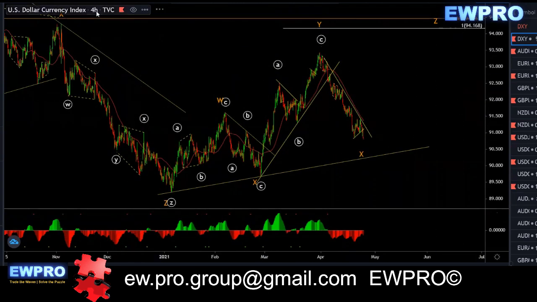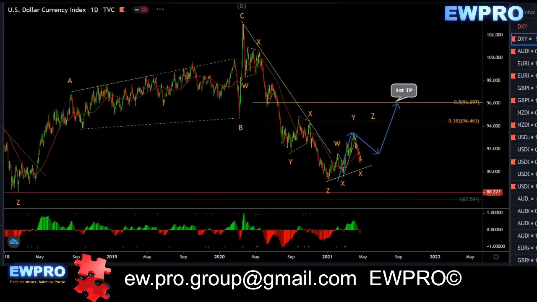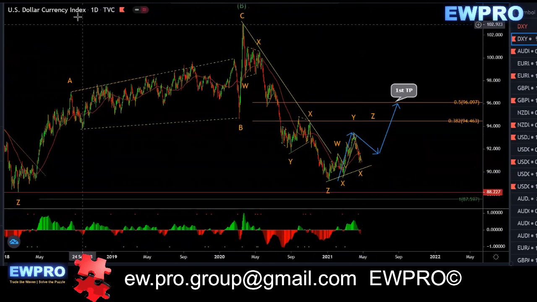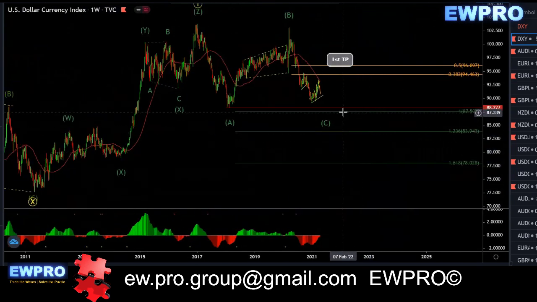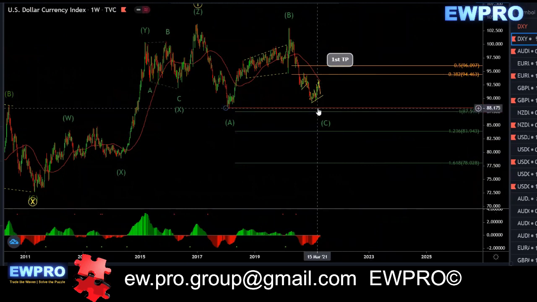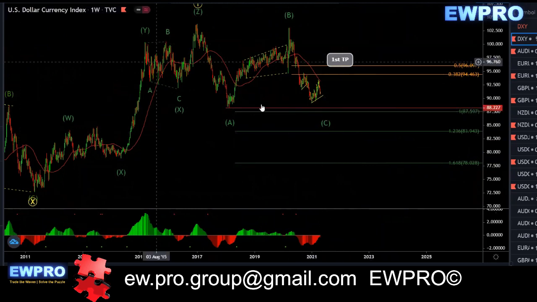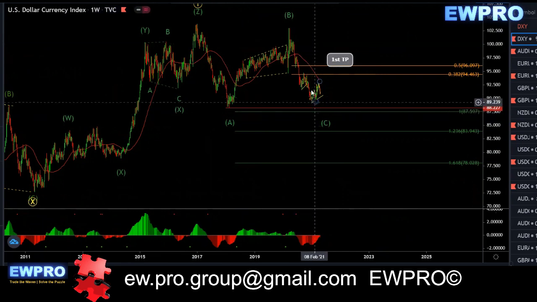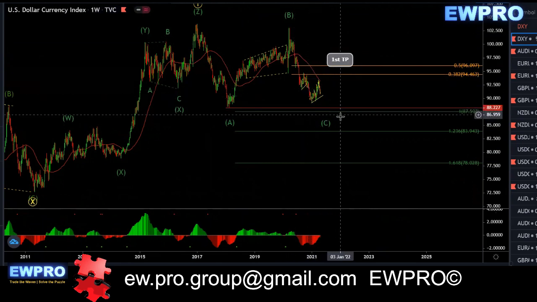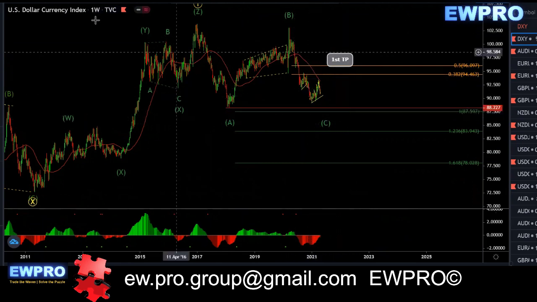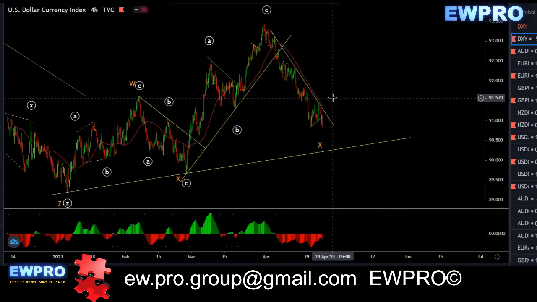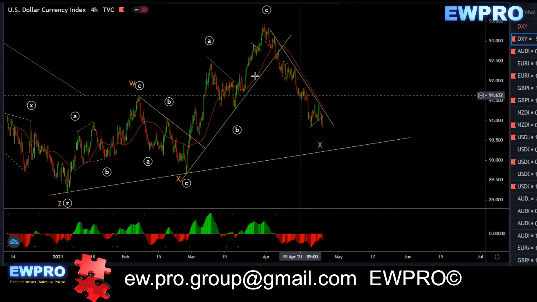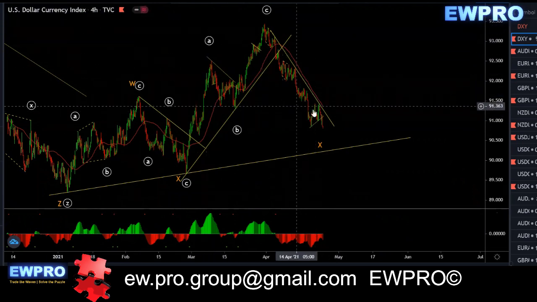If we have a look on the weekly, we still can go down to this 100 fib here and break this low, this red line. At least break that low. So it definitely is possible that we still got more downside. And it's looking that way because the bull hidden on the daily isn't confirmed.